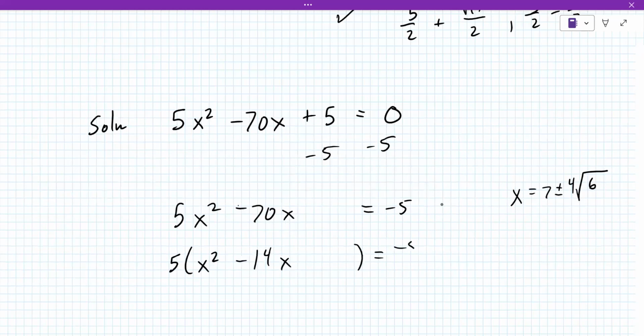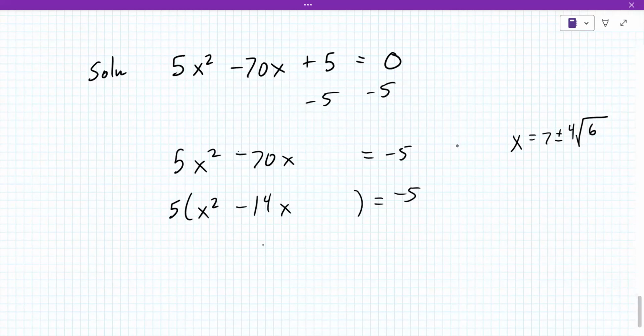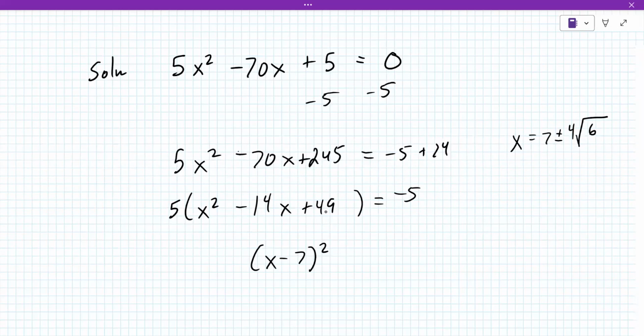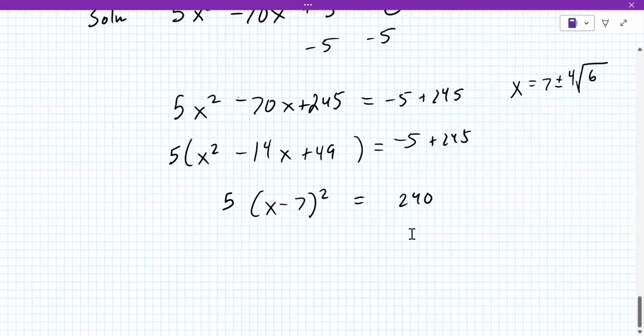But we've got a gap there. And then it becomes x minus 7 squared, so that becomes plus 49. But then you have to multiply the 5 by the 49 to get 245, plus 245. So this equals 245 here, but you can divide both sides by the 5. So that's x minus 7 squared equals 48.